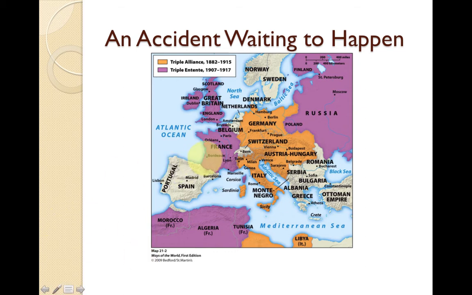If you look at this map here, in purple we have one alliance in the war. We have Great Britain and France and Russia as being three significant European powers. On the other side, what we call the Triple Alliance, was Germany, Austria-Hungary, and Italy.